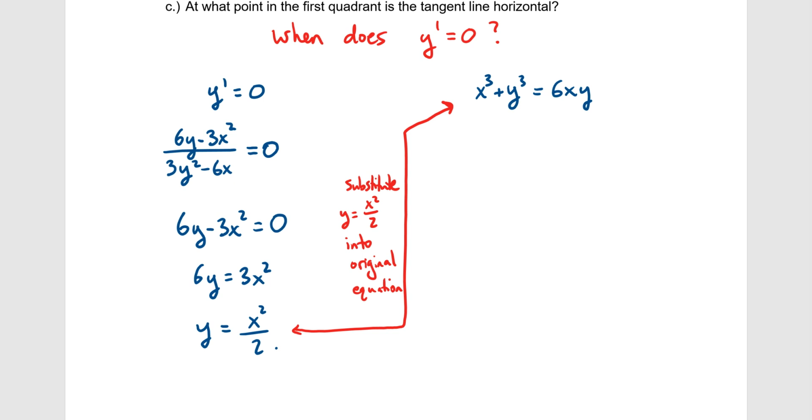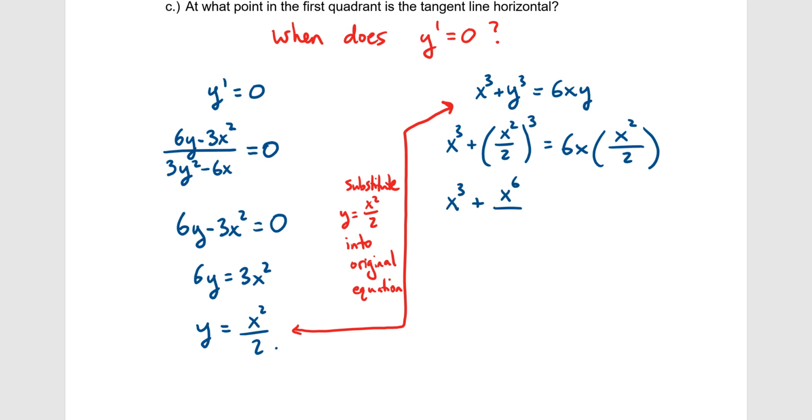So let's go ahead and do that. Let's plug in everywhere there's a y. We're going to replace that with x squared over 2. And we get x cubed plus (x squared over 2) cubed equals 6x times x squared over 2. Now we have one equation with one variable, so we can solve for x now. So let's simplify both sides a little bit. We get x cubed plus x to the 6th over 8. So x squared cubed, multiply the exponents, 2 cubed is 8. And on the right-hand side, 6 divided by 2 is 3, x times x squared, x cubed.